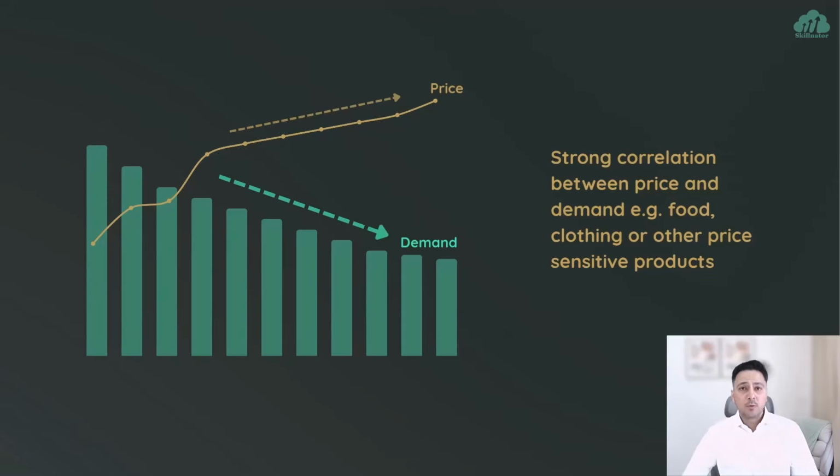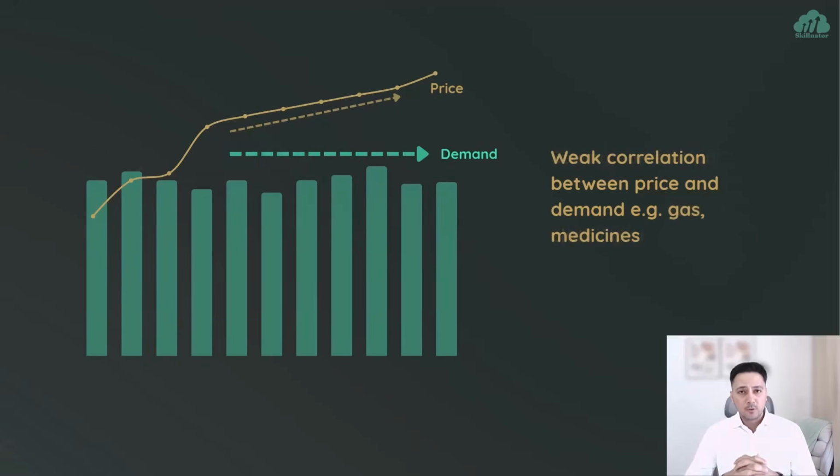But that's not true for every product. Some products are less price sensitive or even price insensitive. Think about categories like gas or water. These are necessities, so people will continue to buy them even if the prices change. If you look at this chart, you will notice that demand remains relatively stable even when the prices fluctuate.